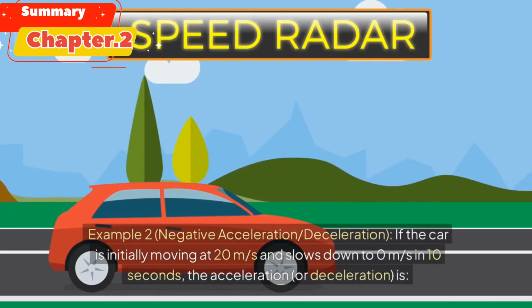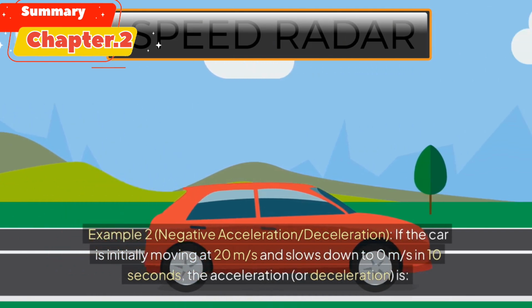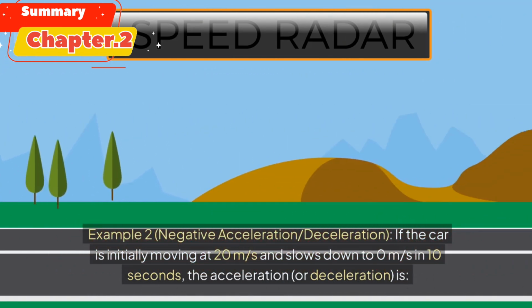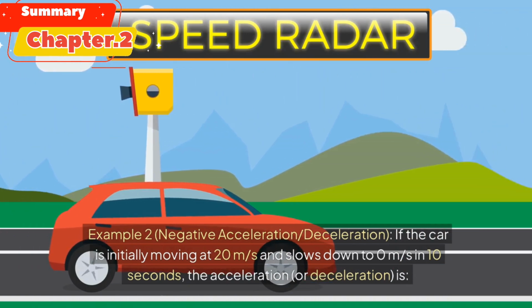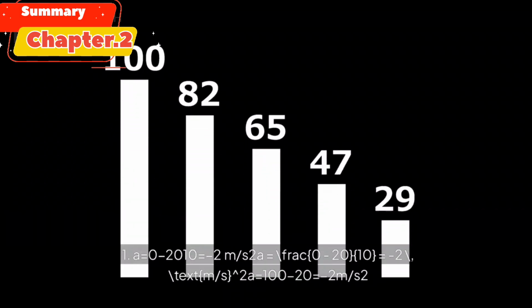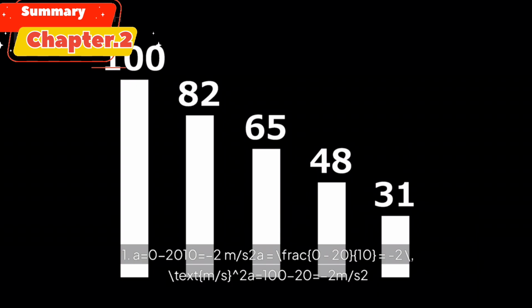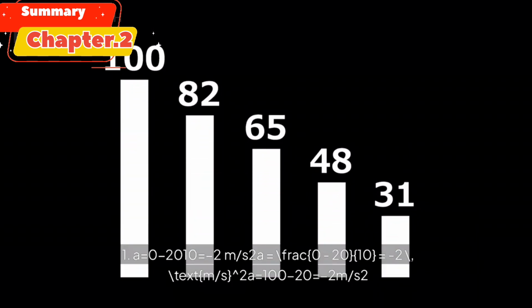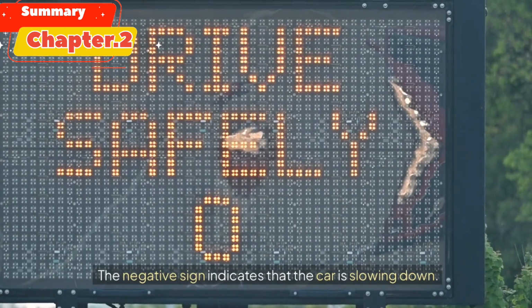Example 2, negative acceleration or deceleration. If the car is initially moving at 20 meters per second and slows down to 0 meters per second in 10 seconds, the acceleration, or deceleration, is a equals 0 minus 20 over 10, equals minus 2 m/s². The negative sign indicates that the car is slowing down.